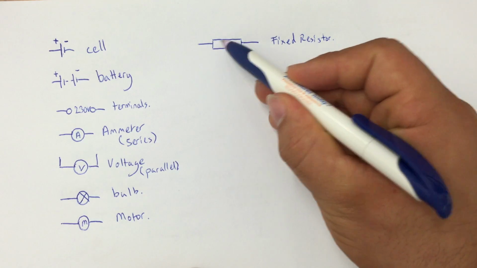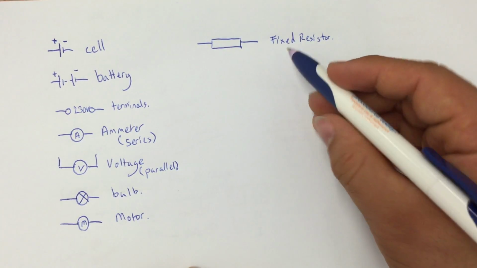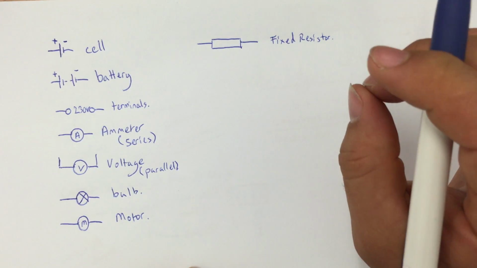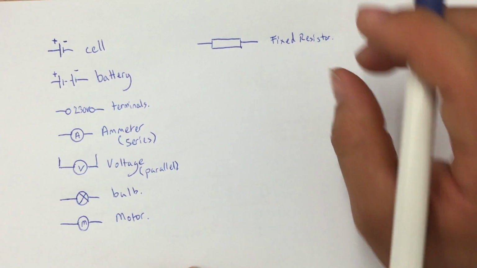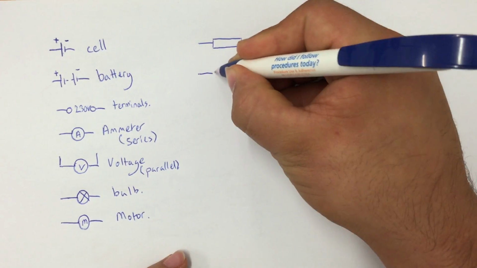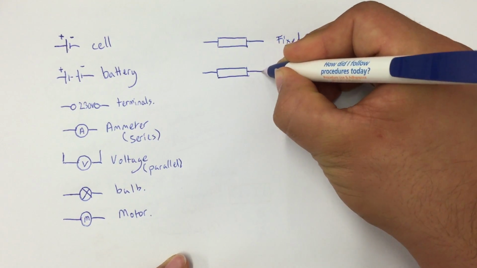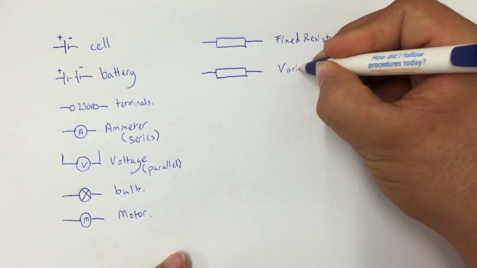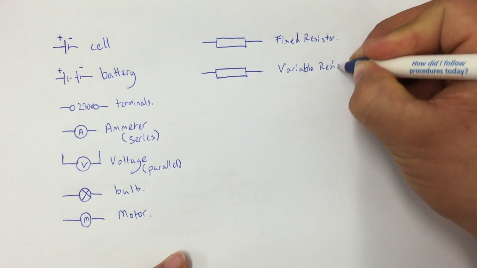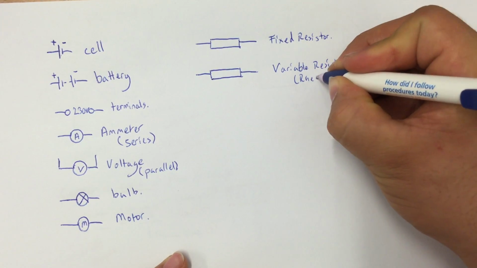So the basic symbol for a resistor is just a rectangle, and this is a fixed resistor. And what I mean by fixed is that it has a fixed value. So this might be a resistor that is 100 ohms, and it's always 100 ohms and it doesn't change. Now, we can also have what we call a variable resistor, which is a resistor that you can change the value of. Now, a variable resistor has another name that you should be aware of, which is a rheostat.